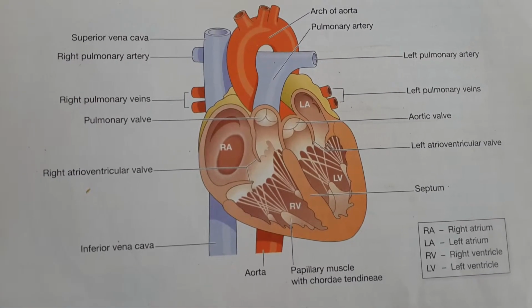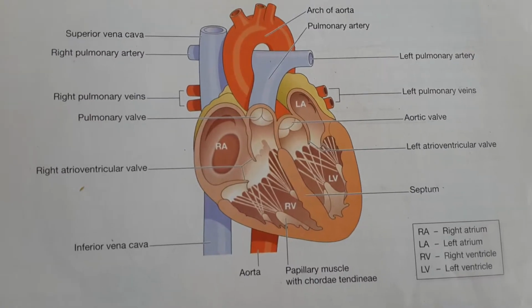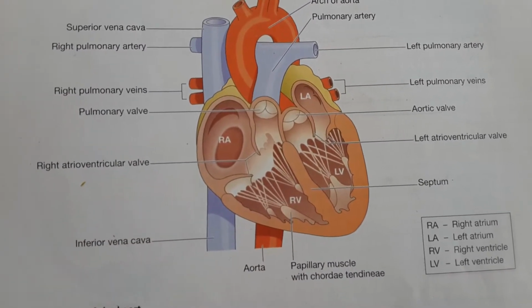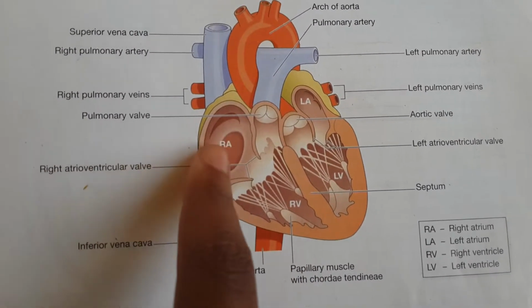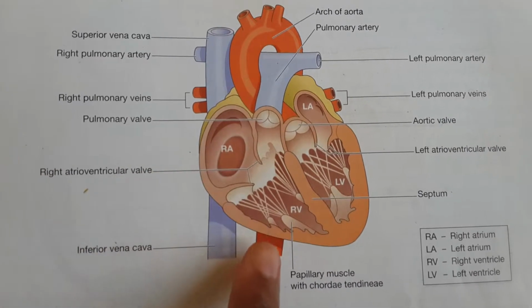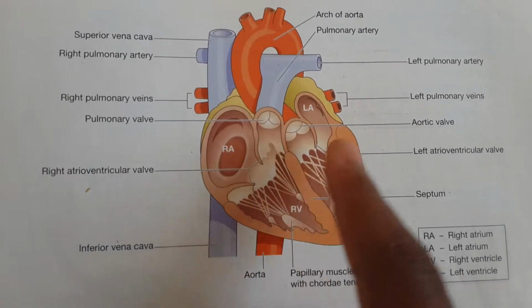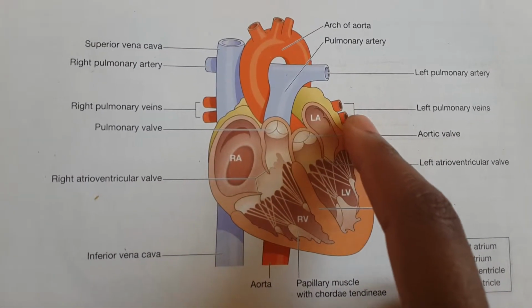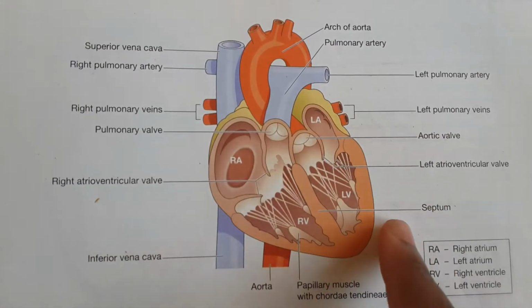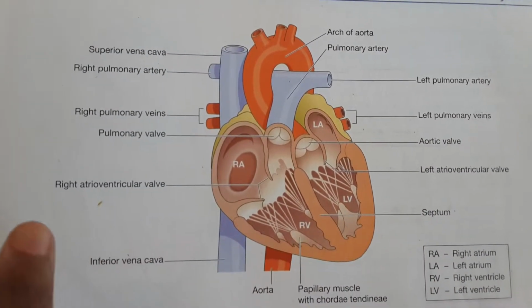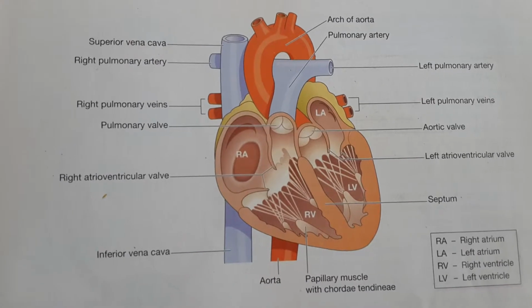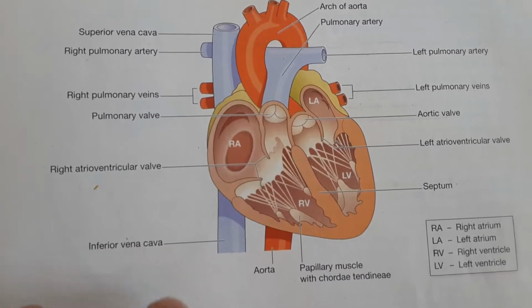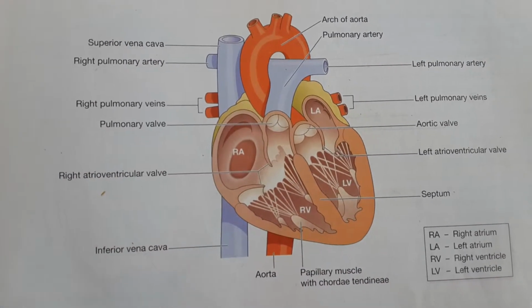First of all, we have to know the main parts of the heart. The heart is made up of 4 main chambers. We have the right atrial chamber, we have the right ventricle chamber, we have the left atria, and we have the left ventricle. And after that, we'll check what goes in and what goes out of the heart.